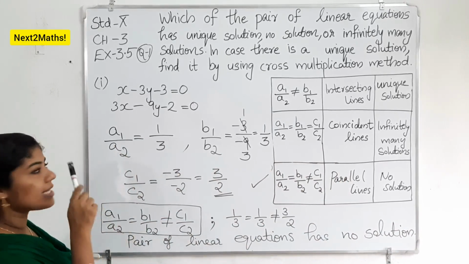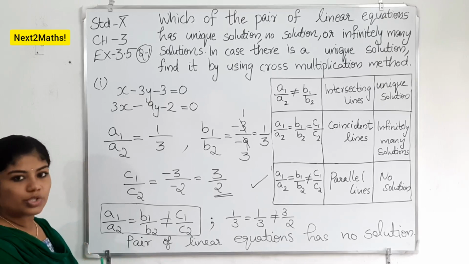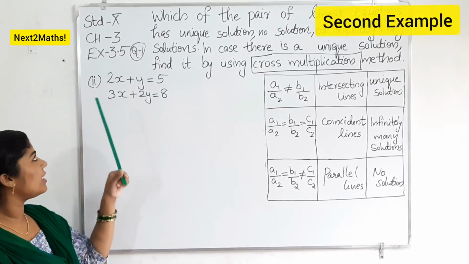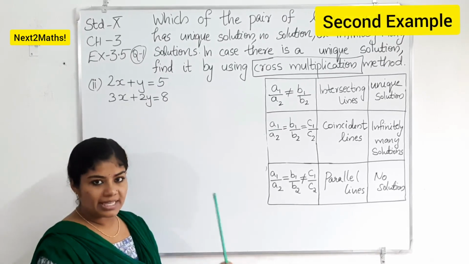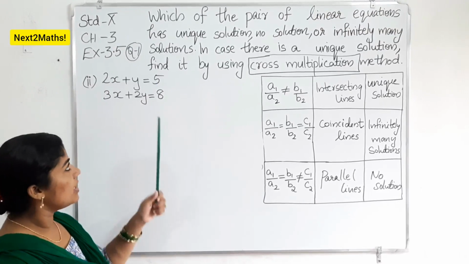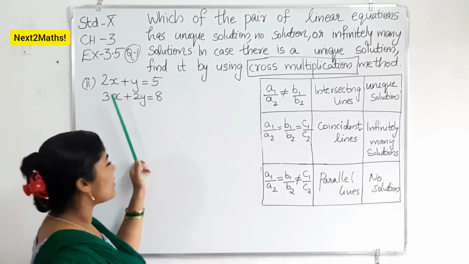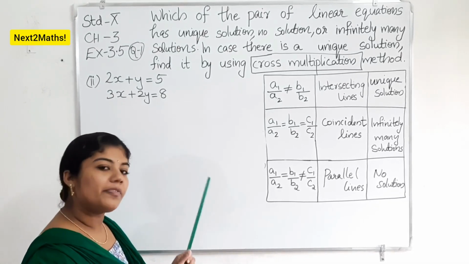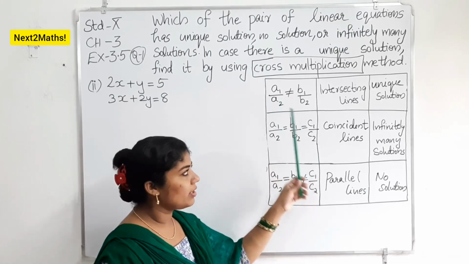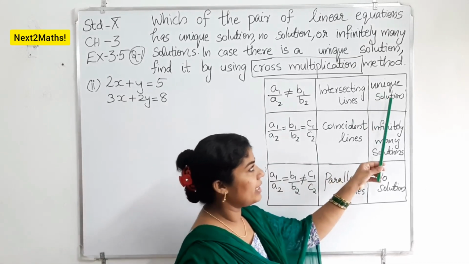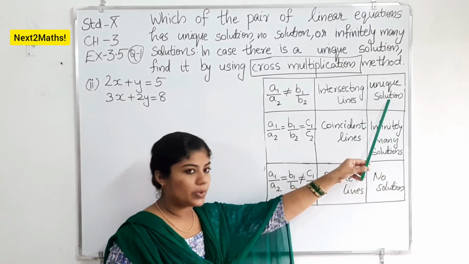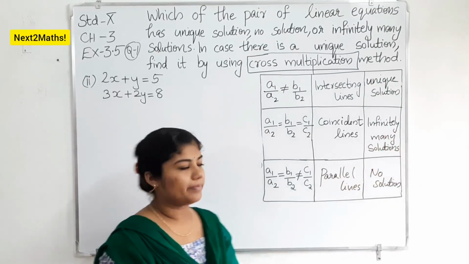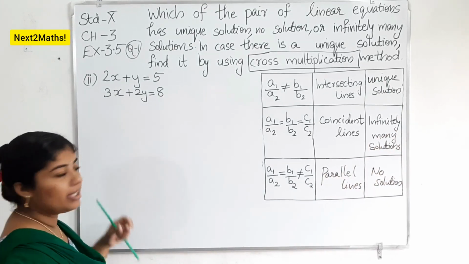Now let's write the second question and check whether there is a solution or not. Now let's do the second problem. In the same question, let's check the second problem and how to find the solution. See, what we are doing is, first we will compare our problem with the general form. Later we will compare the table and check whether it has a unique solution, and if there is a unique solution we will solve using the cross multiplication method. Okay, so let's check the second question.